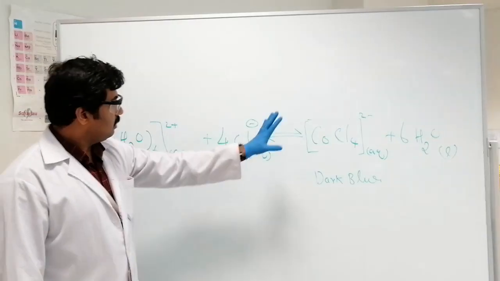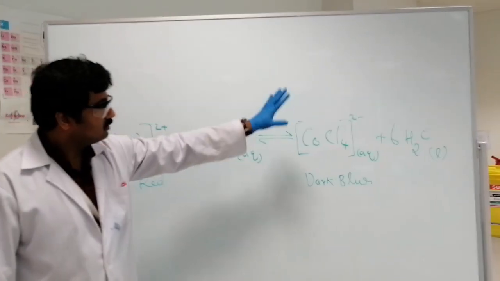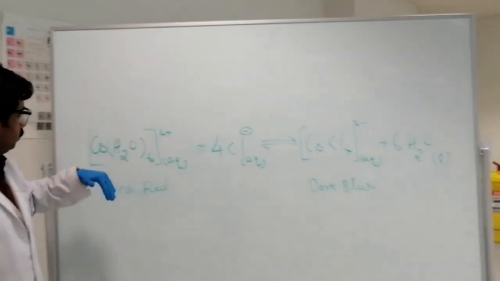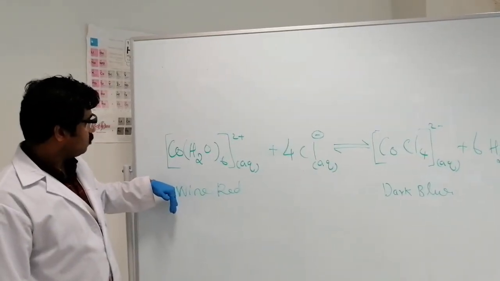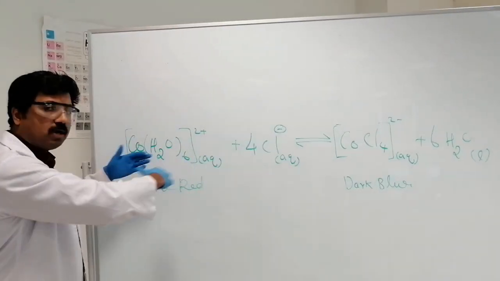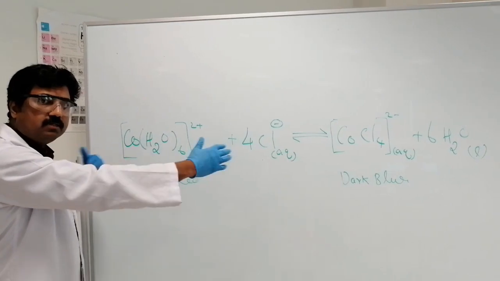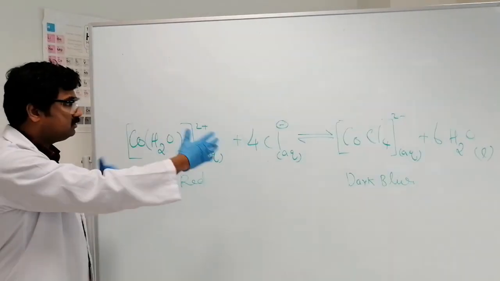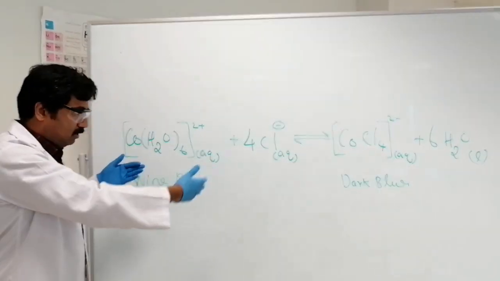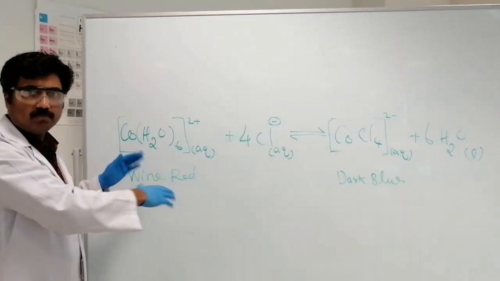Look at the product here, the cobalt tetrachloride, which has a dark blue color. And your starting compound, the cobalt hexaaqua complex, has a wine red color. So we actually track these two colors. From that we can predict the direction of the equilibrium once we disturb it by adding another reagent to this reaction.